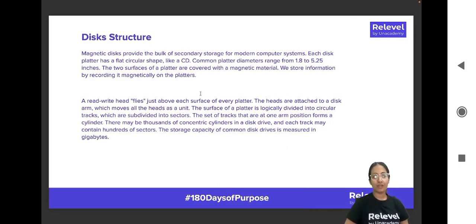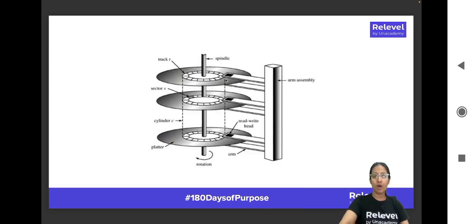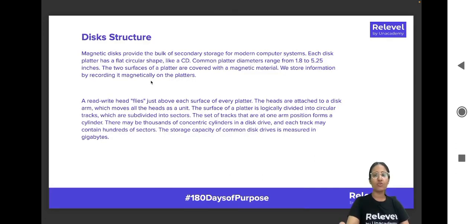That means magnetic disks are used to store the bulk of the data that is stored in your computer system. Now, how the structure of a magnetic disk is decided is that each disk has a platter, a circular shape, like a CD. So a magnetic disk is nothing but different platters, like different CDs, stacked on top of one another, and the CD always has two sides, above and below. Common platter diameters: the normal diameter of a single platter is usually from 1.8 to 5.25 inches.